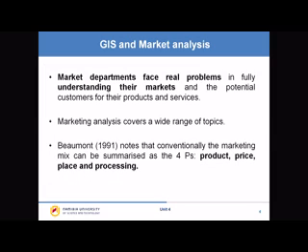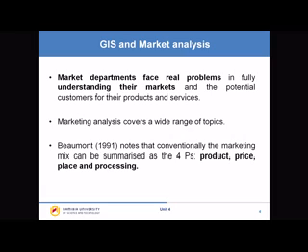In terms of market analysis, the departments face real problems to understand their market. So this is the main challenge. They want to launch a new product or open a new shop, and sometimes they feel like they are blind because they don't have spatially related information of the customers.